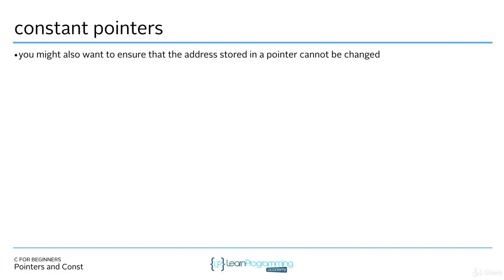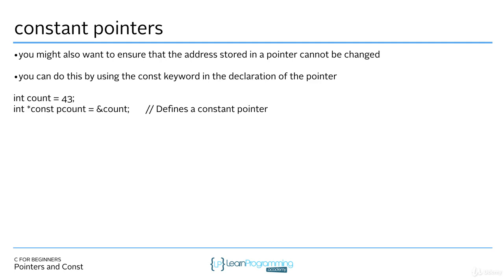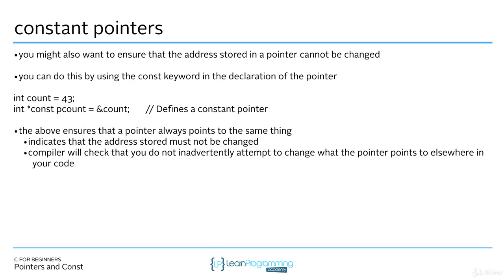What about not allowing the address of the pointer to change? The value that's in the pointer. So you also may want to ensure that the address stored in the pointer cannot be changed. You can do this by using the constant keyword in the declaration of the pointer the same way, but it's slightly different. Instead of having const as the first keyword, you put it after the data type and after the asterisk. This is saying that the pointer itself cannot change its value. If you put it before the int, you're saying the value pointed to by the pointer cannot change. So when you do this, it ensures that the pointer always points to the same thing. The address will never change.